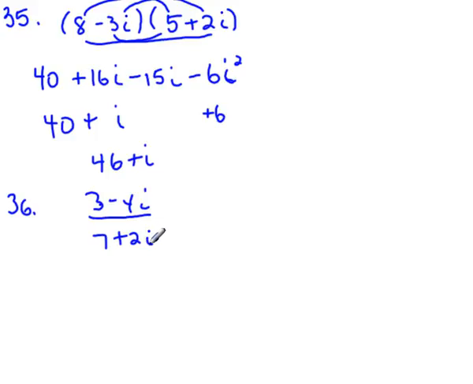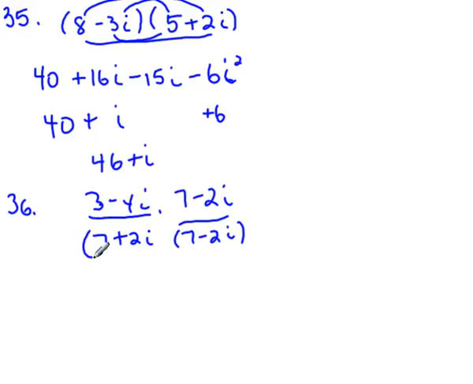Remember, having an i in the denominator is the same thing as having a radical in the denominator, which is not allowed because i stands for the square root of negative 1. And anytime you have a radical in the denominator, or in this case an i, you multiply by the conjugate of the denominator. Remember, the conjugate means exactly the same thing. The only thing you changed was the sign. So that's 7 minus 2i.